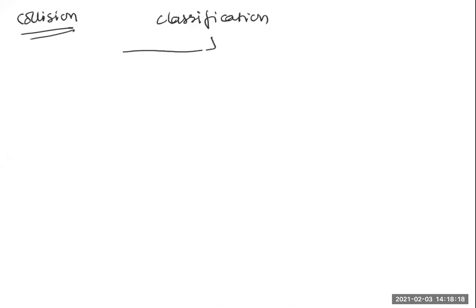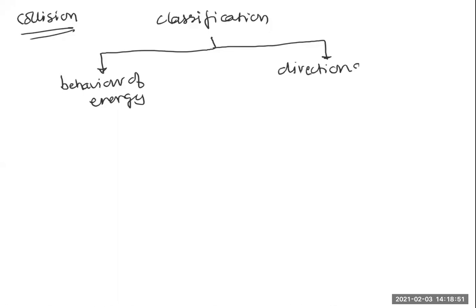So we can classify the collision based on the behavior of energy during the collision, or we can classify collision based on the direction of velocities. Okay. So these are the two types of classification that we are going to do.